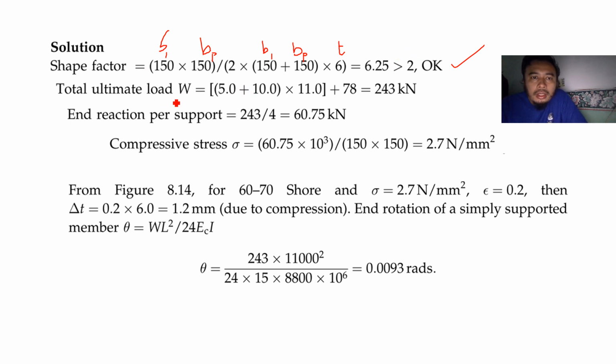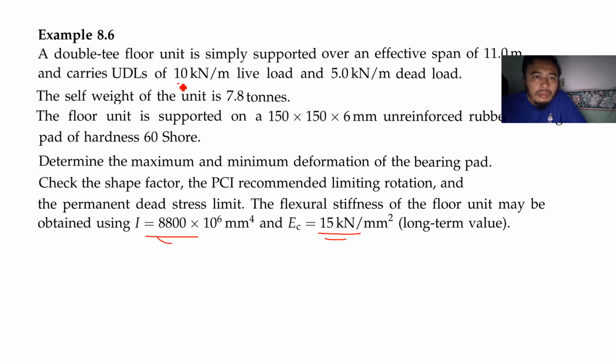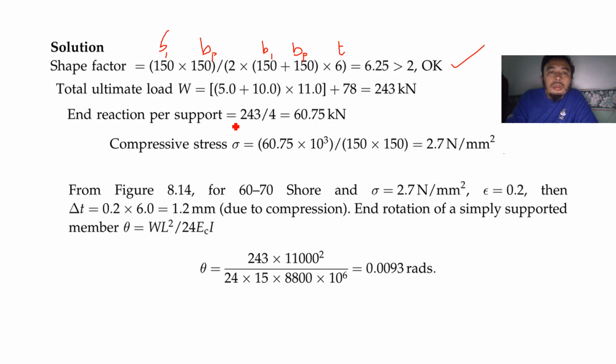Then you calculate the ultimate load. Your live load is 10 kilonewton per meter. Then your dead load is 5 kilonewton per meter, and the self weight is 7.8 tons. So this is your live load, this is your dead load, UDL. So it is being simplified in this solution.